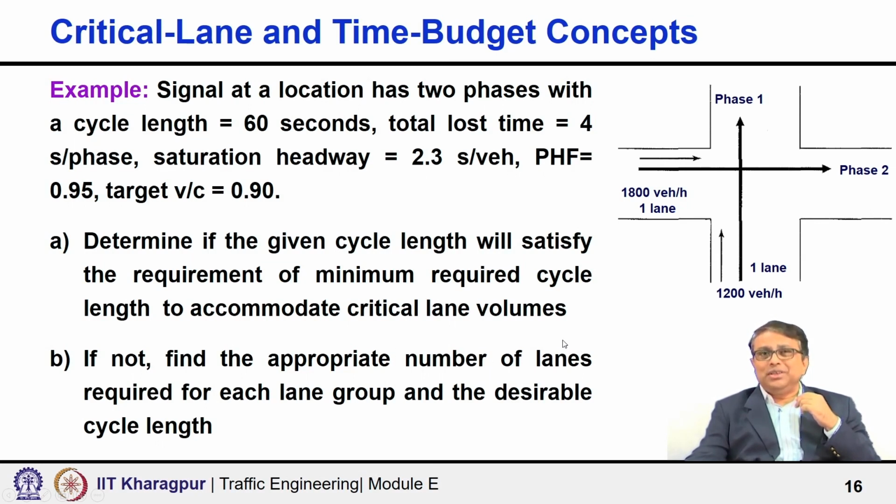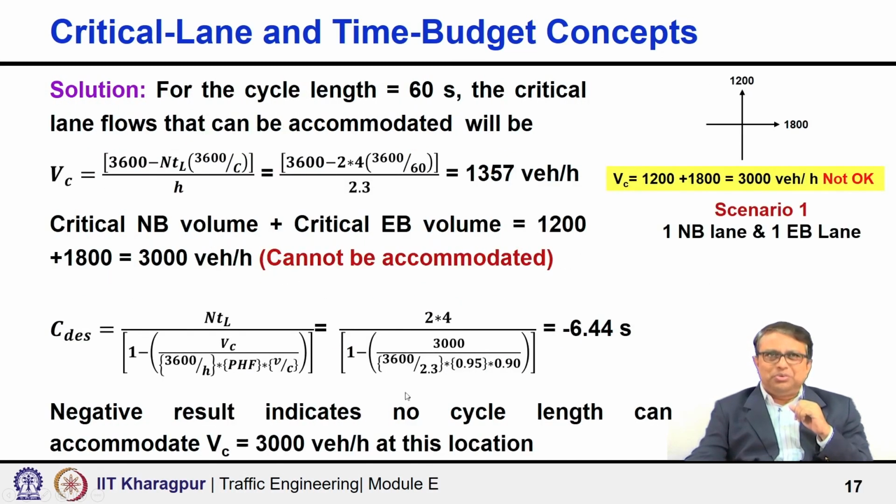So, we want to see whether it is satisfying the requirement of minimum required cycle length, C minimum, whether it is satisfying or not. Second, if not, find the appropriate number of lanes required for each lane group and then what is the desirable cycle length. So, what do we do first?